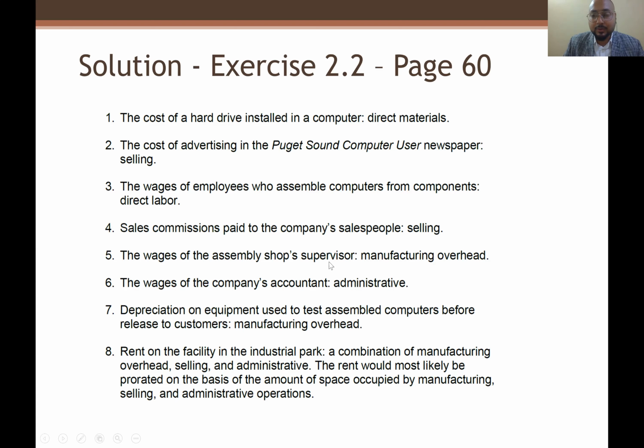Fifth, the wages of assembly shop supervisor, of course, manufacturing overhead. Remember, assembly shop supervisor, like I told you, since it is working inside the factory, right? He is watching over the assembly line and inside the production. So it is the manufacturing cost, but not the direct labor cost. It is indirect labor cost. Six, the wage of company's accountant, of course, administrative cost. It has nothing to do with production, so it has to do with non-manufacturing cost.